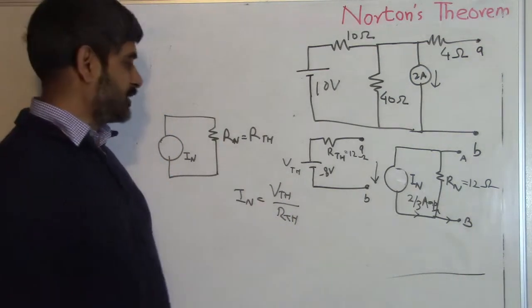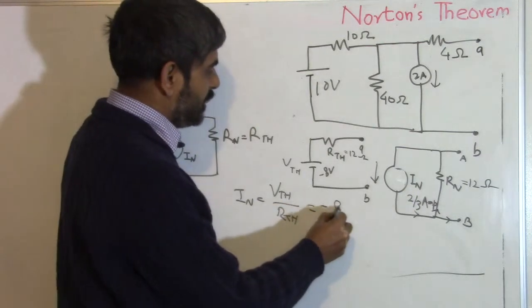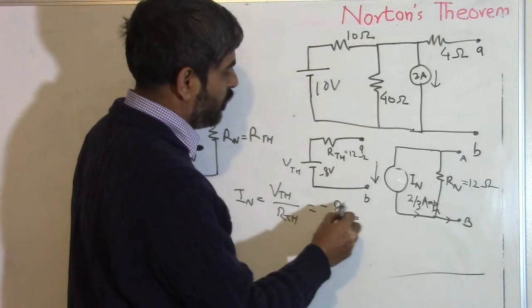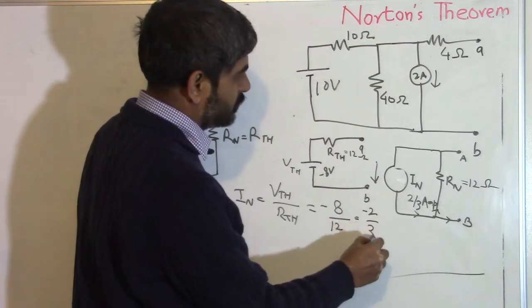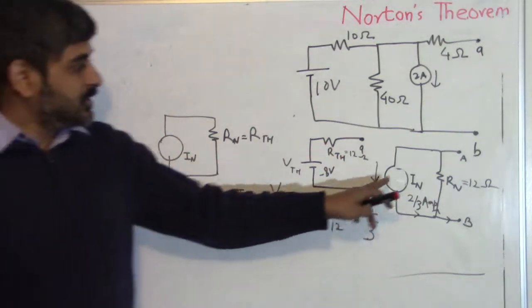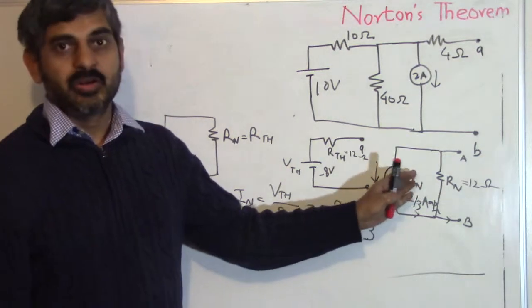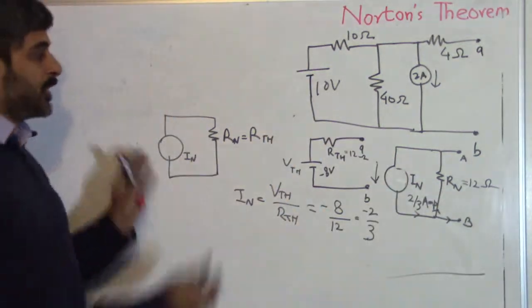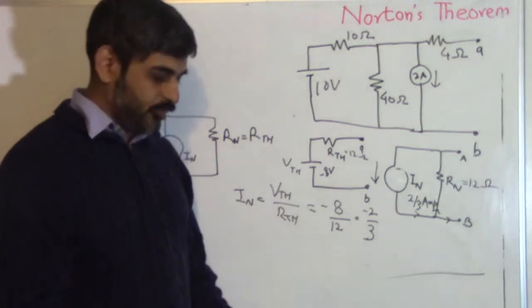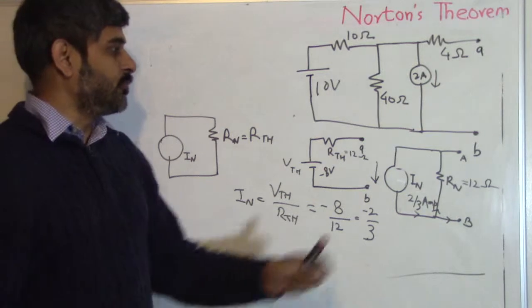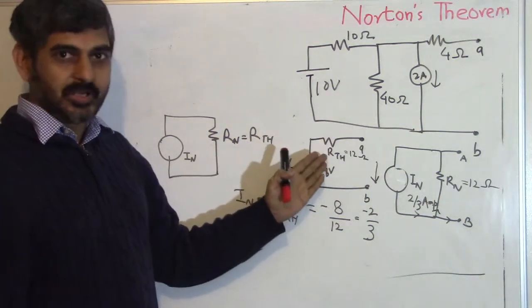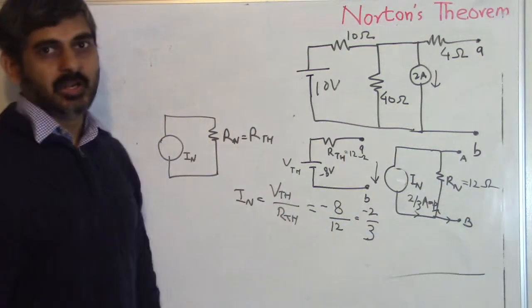It's that simple. V Thevenin is minus 8, R Thevenin is 12. So this is equal to minus 8 by 12, which is minus 2 by 3. This is what we calculated earlier using a totally different procedure. But this and this are equivalent. You don't need to solve if you know one of them. If you know the Norton circuit, you can convert it into the Thevenin circuit. If you know the Thevenin circuit, you can convert it into the Norton circuit.